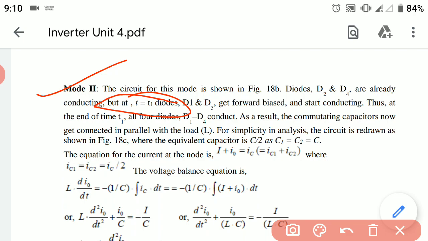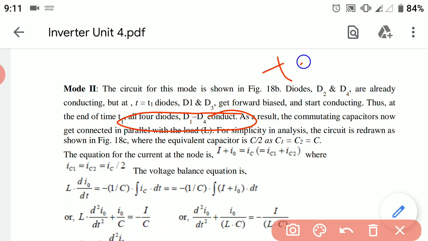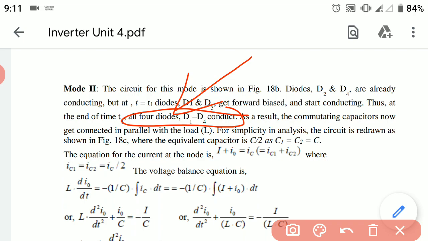For time slot t is equal to t1, all the four diodes will conduct. All these get forward biased and start conducting. Earlier in the time slot t is equal to 0, we had D1 and D2 forward biased and conducting. Now D1 and D3 also get forward biased and start conducting. So all the four diodes in mode 2 will conduct.